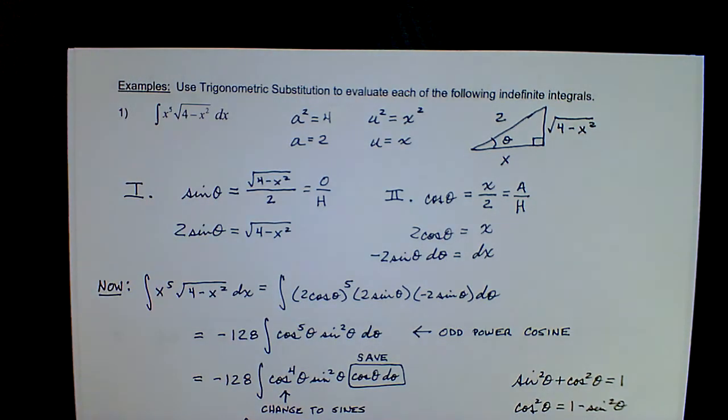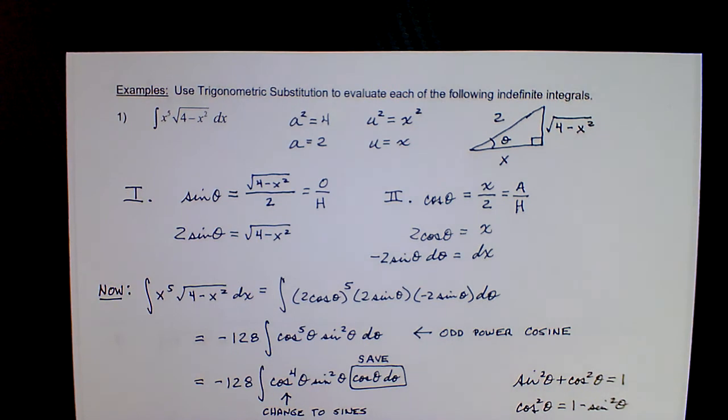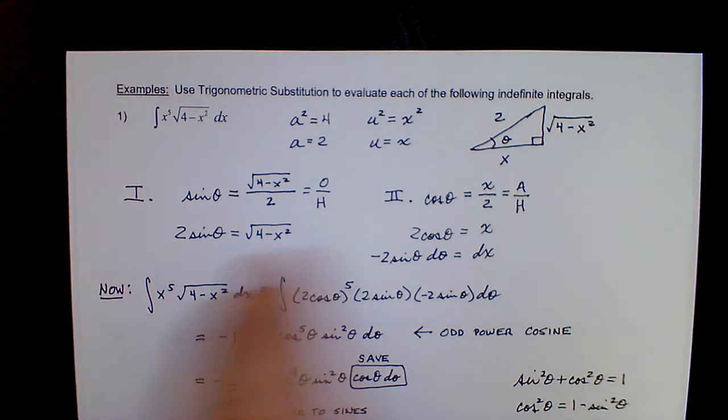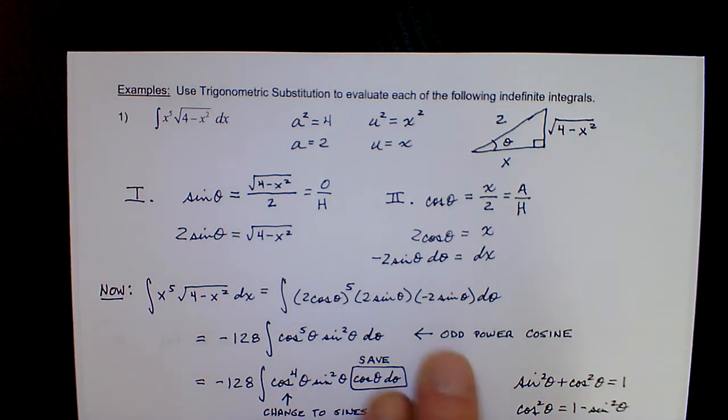Hello everyone. This is part 2 of topic 7, Trigonometric Substitution. Here was our last example where we ended up with, after a trig substitution, the odd power of cosine. A couple things to recall.